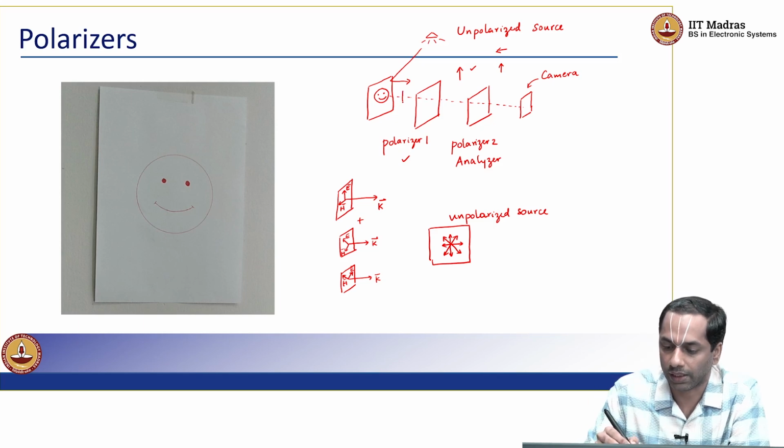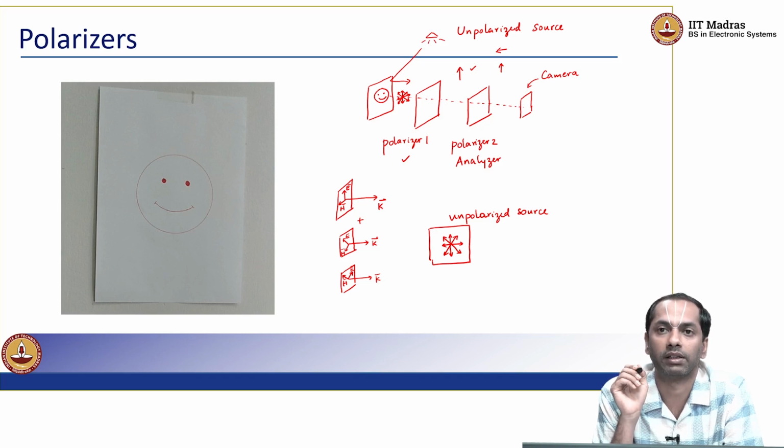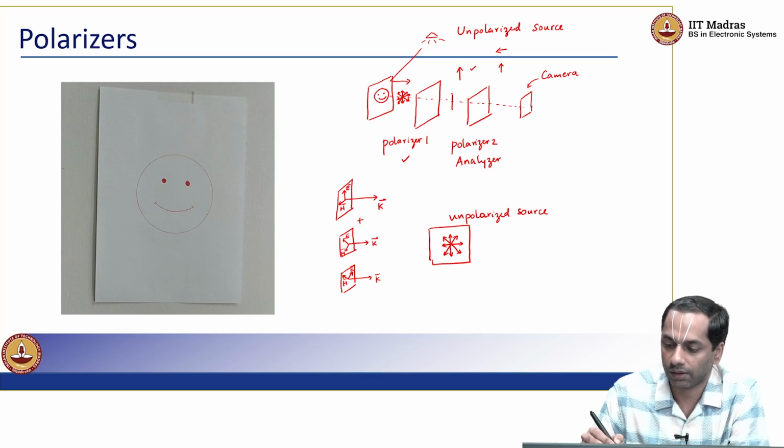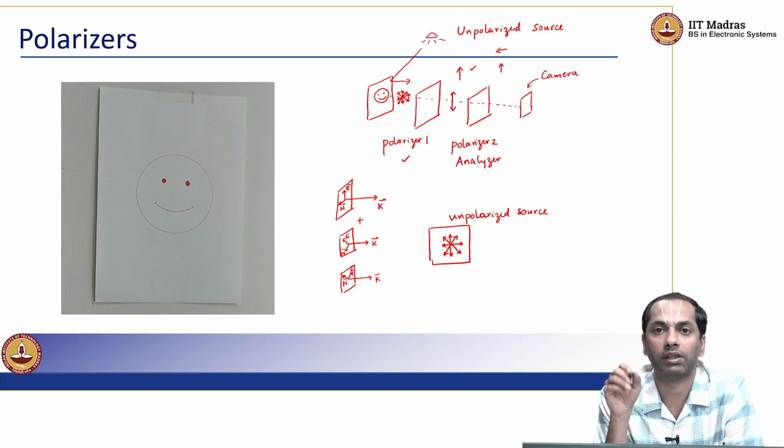So, I can redraw that in this way, demarcating that the electric field oscillations are in random orientations in time. But the job of a polarizer is to ensure that whatever is exiting has electric field oscillation in only one particular direction. So, that is why I called it a filter.